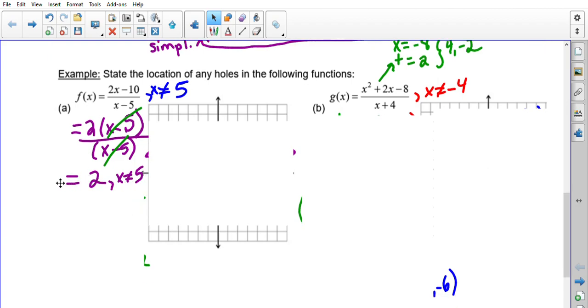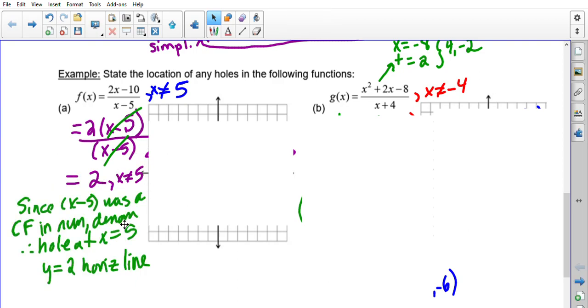So whenever I have an equation that's of the form y equals 2, we know that that is a horizontal line. So it's going to be a horizontal line at 2, and because we canceled out factors, that means we're going to have a hole at the number that made that factor 0. So since the factor was x minus 5, that means there's going to be a hole at x equals 5. Okay, so whatever the factor is, just change the opposite sign.